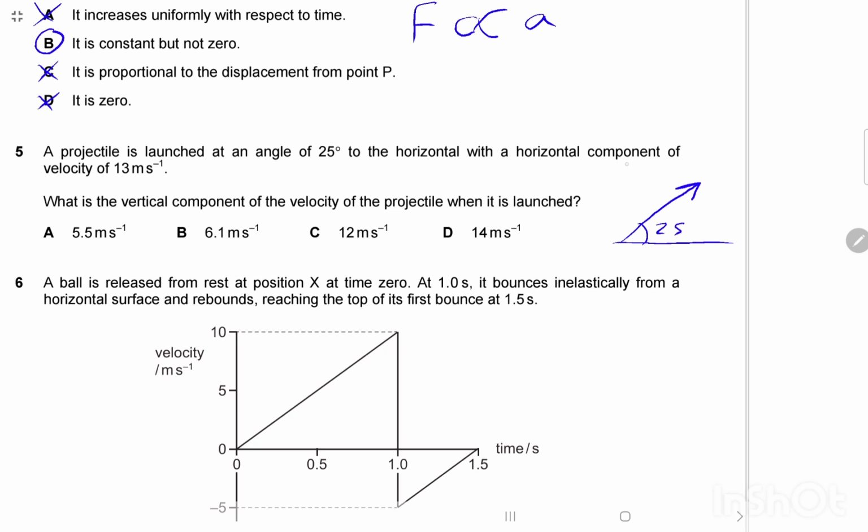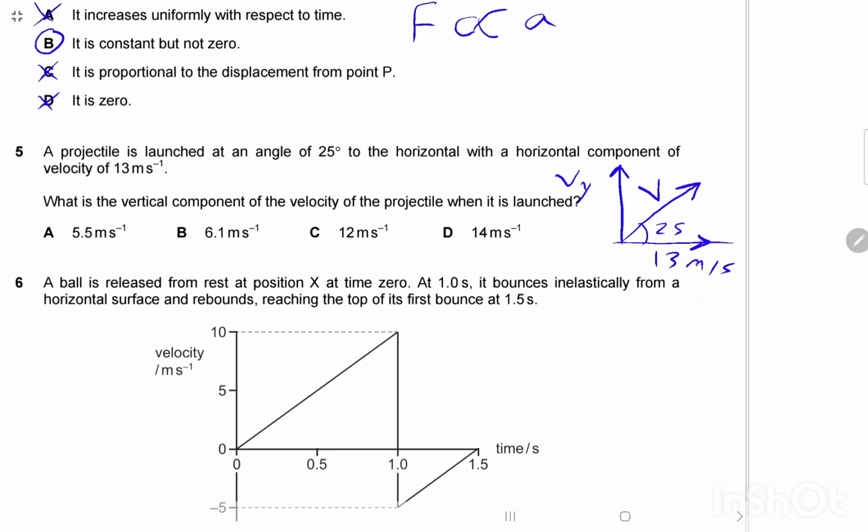With horizontal component of 13. So here you are given the horizontal component, 13 meters per second. What's the vertical component of the velocity of the projectile? The vertical component here, Vy, is unknown, and here you have V, the velocity of the projectile.